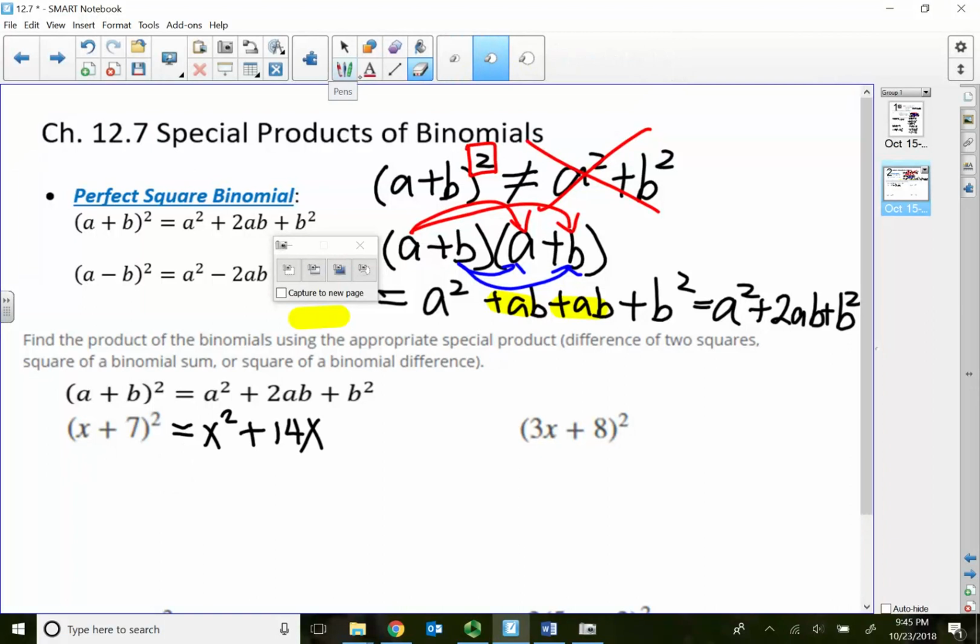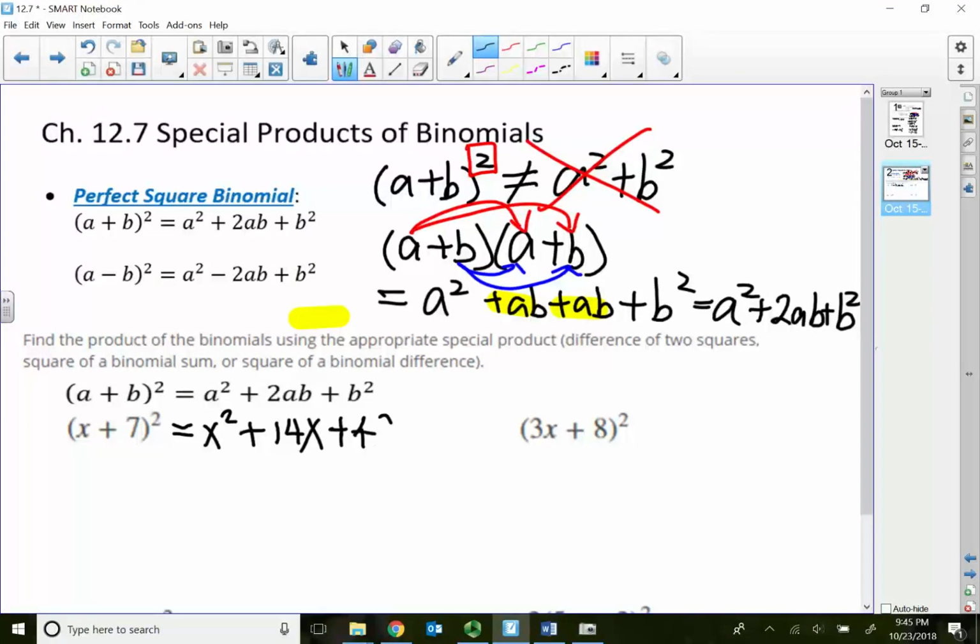Plus, the sign will always be the way it is. My b is 7, plus my b, 7, whole thing squared. 7 squared will be 49. Okay, that's it. That's my answer.